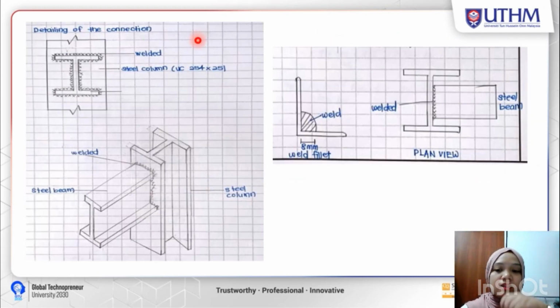And this is the detailing of the beam to column connection, and the welded part will be along all of the I section beam, and this is the steel column of size 254 times 251, and this is the front view of the weld fillet, and this is the plan view. The welded side will be over here, between steel beam and the column of the section of the connection.